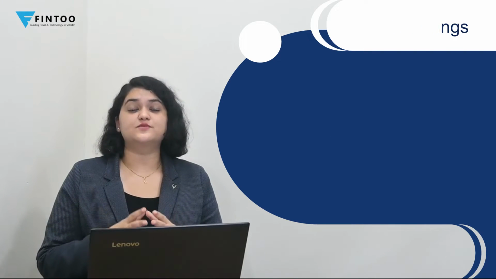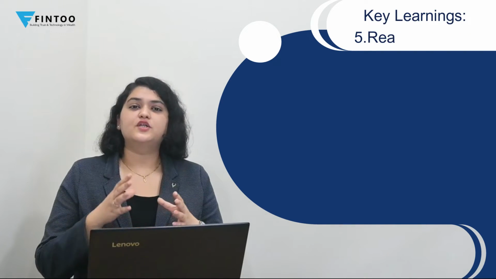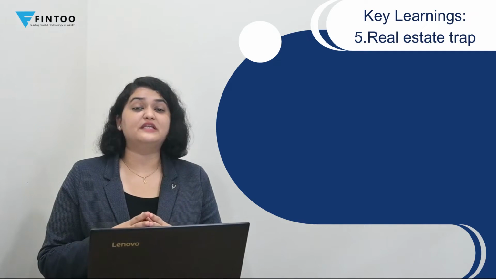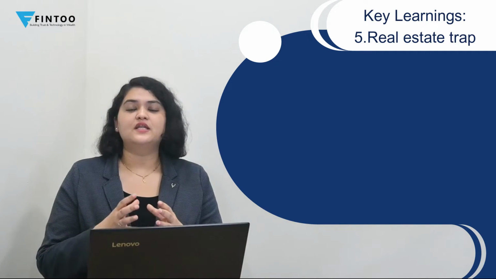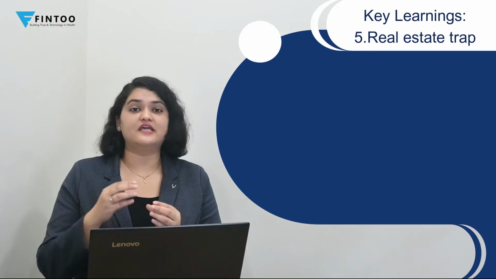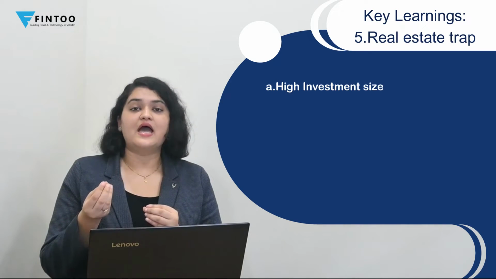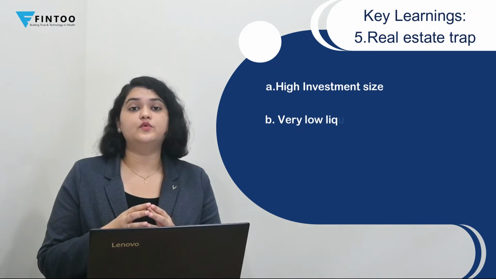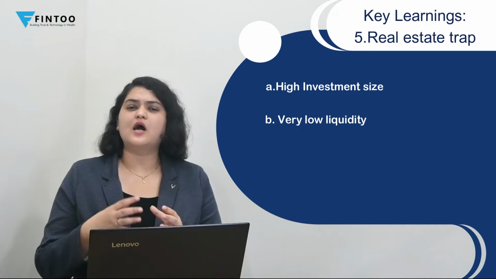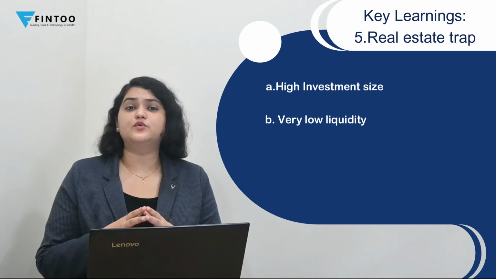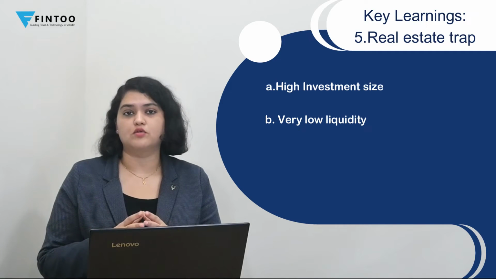The fifth key learning from this book is related to real estate. Now here the author Saurabh Mukherjea believes that real estate is a trap. Now the major reason behind this is because the investment required is high, and also there is low liquidity when you would want to sell this investment. But nowadays there are more options available, so you can get real estate exposure through REITs also.